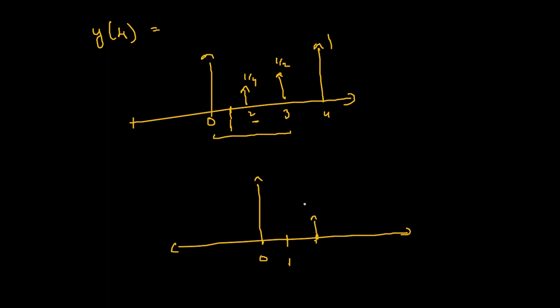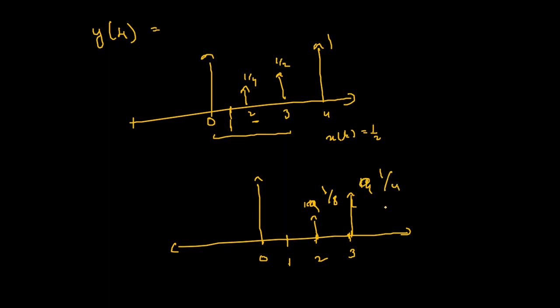So at 2 we have 1 by 4. No, at 2 the value of x of k was 1 by 2 as well. So at 2 we get 1 by 4 into 1 by 2, which is 1 by 8. At 3 we have 1 by 2 into the value of x of k, which was 1 by 2 again. So here we have 1 by 4.